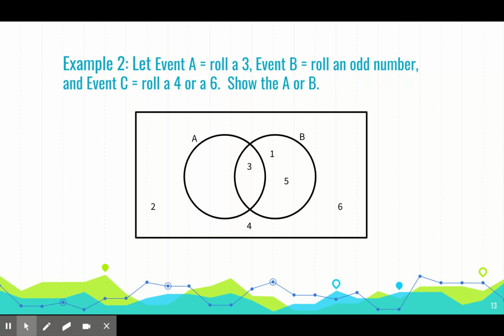So first, I would show A and B together. Event A is 3. Event B is roll an odd number. So I have 1, 3, and 5 in B. 3 is in both A and B, since it's both odd and 3. To show this, I would need to highlight event A or event B or both, and that is shown there.